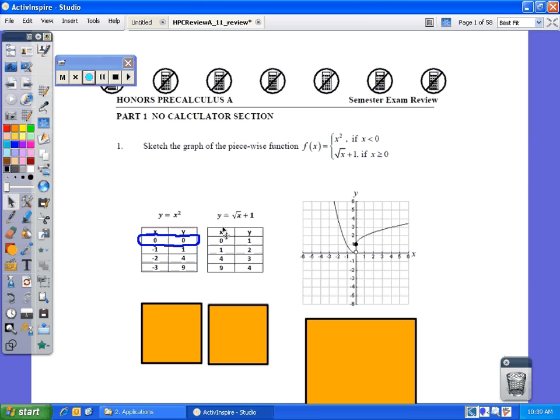Notice the values of the domain that I've chosen. Because I'm taking the square root of my input, I have chosen values which give me a nice square root, such as the square root of 1 is 1, square root of 4 is 2, square root of 9 is 3, and so on.